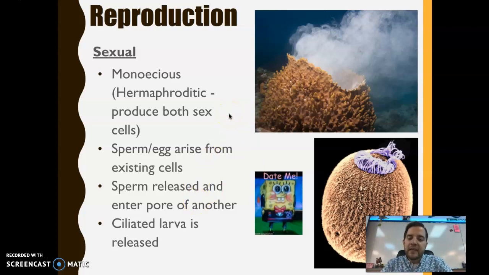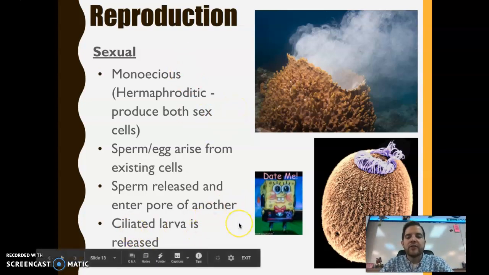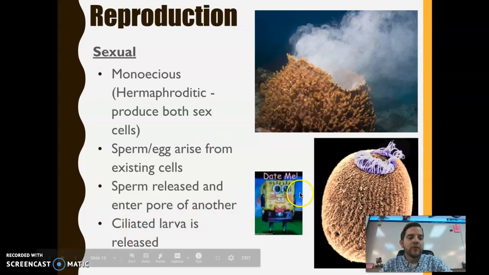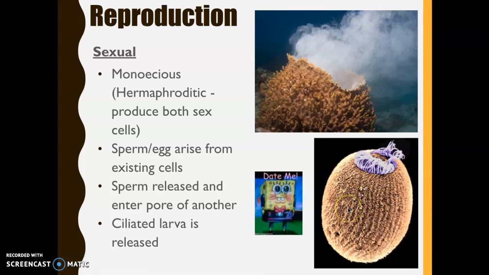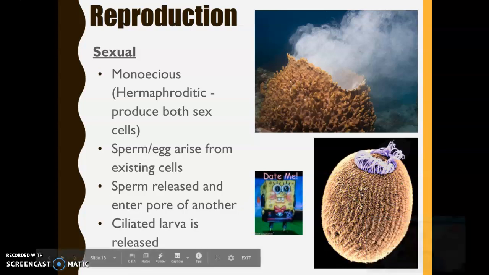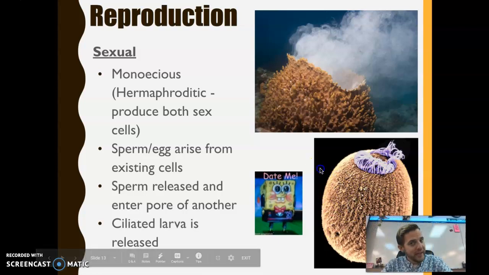So the sperm are released, and then they can enter through the ostia of another sponge, and then as they pass through the body, they land on the eggs that are in that one, and then they can go from there. And then they create larvae that are ciliated, meaning they can move around. So this is an example. All of these little hairs on the outside of this are little cilia that kind of pump and wiggle, and it keeps it moving around until it finds a location it wants to land on.